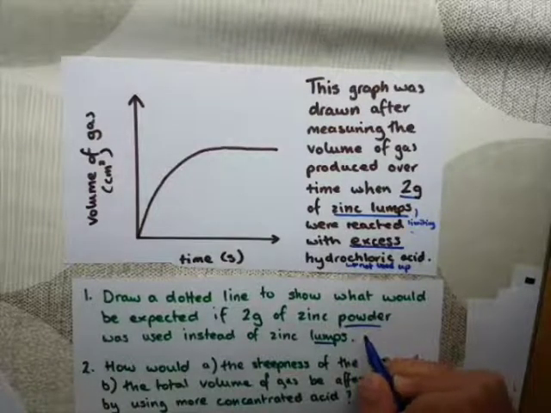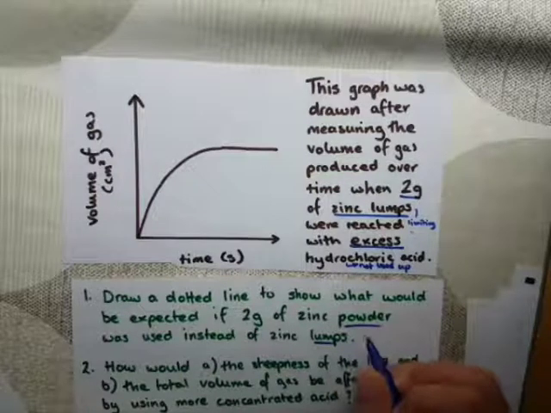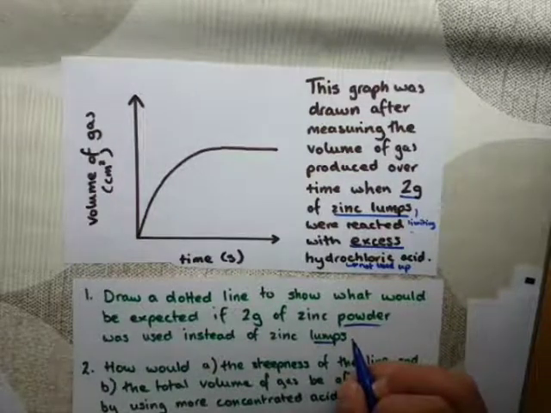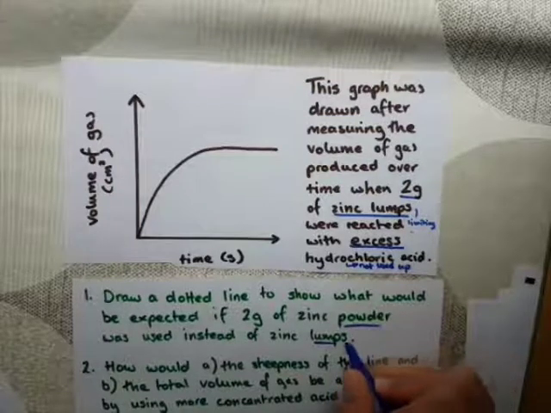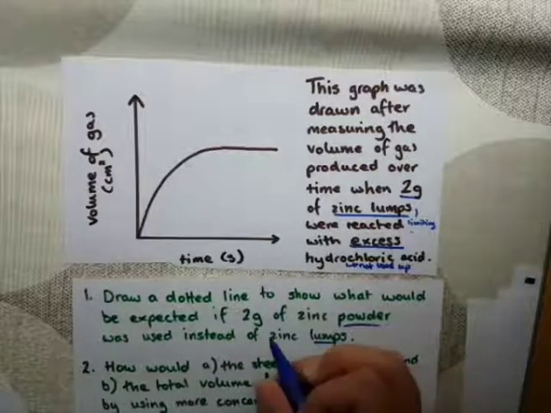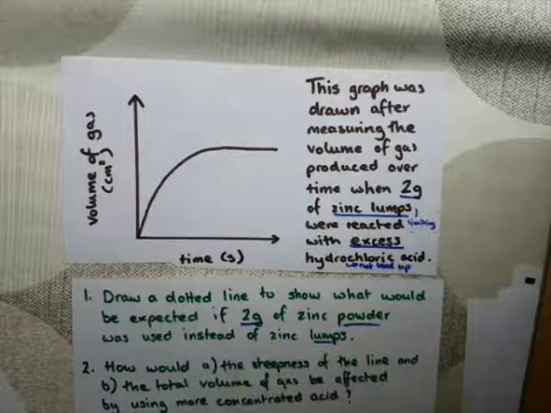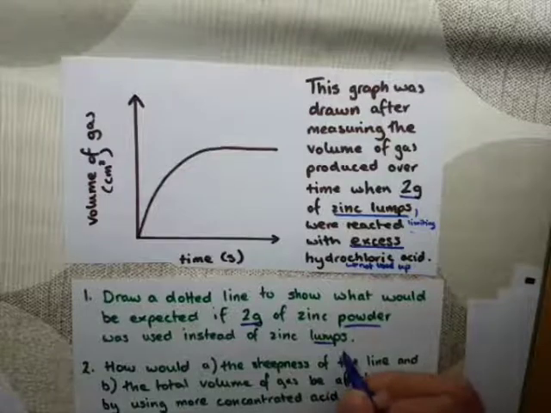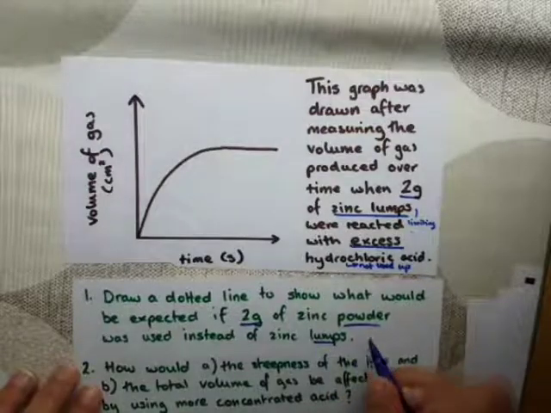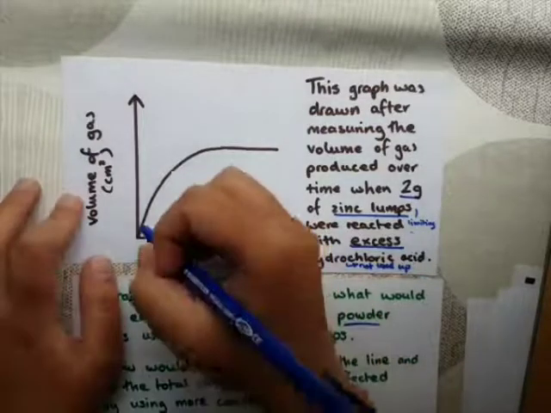Powders will always react really fast. That's why flour can be very explosive if it's blown into the air as a fine powder. So powder has a very high surface area and it's going to react faster than the lumps. The other important thing though is that we're still using 2 grams of zinc powder, and what we're going to assume is that everything else in the reaction was the same. So the powder is going to react more quickly than the lumps.